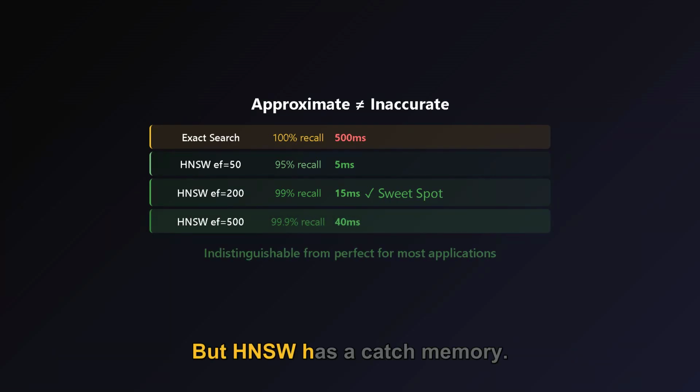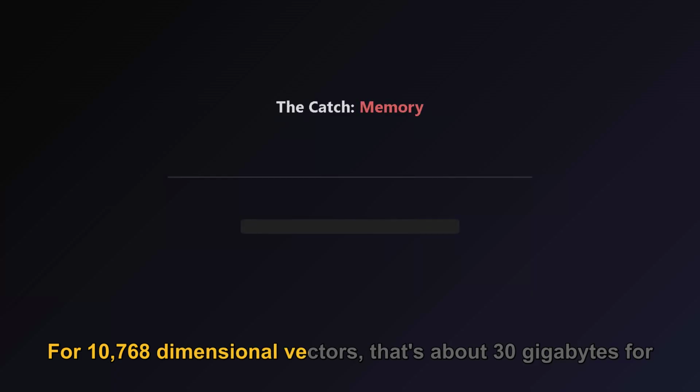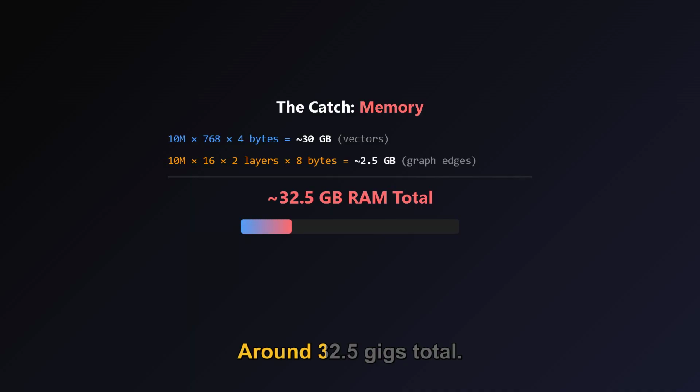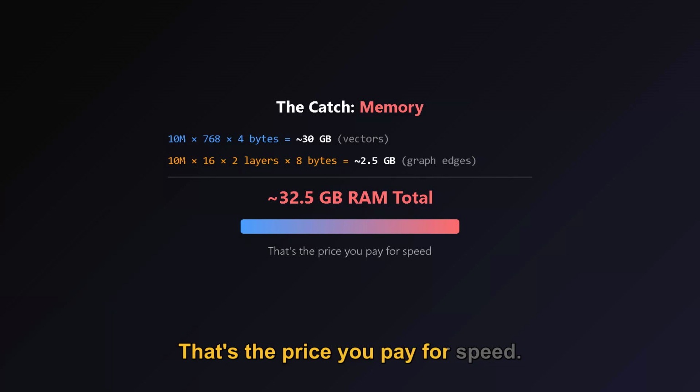But HNSW has a catch: memory. The entire graph lives in RAM. For 10 million 768-dimensional vectors, that's about 30 gigabytes for the vectors plus 2.5 gigabytes for the graph edges. Around 32.5 gigs total. That's the price you pay for speed.